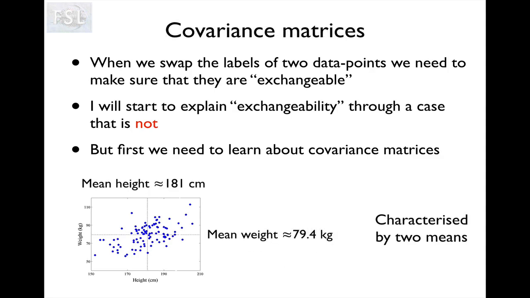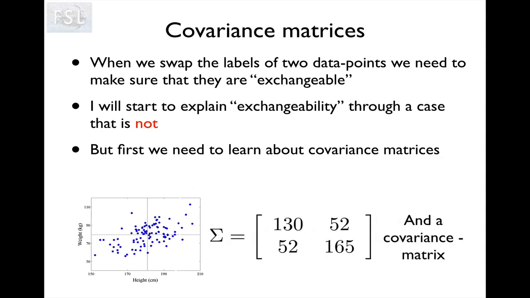So this data sample is characterized by two means. It's the mean height and the mean weight, and a covariance matrix. So this is the variance of the height, and this is the variance of the weight. And what we have here is the covariance. And the fact that we have a positive number here means that the two variables co-vary positively, i.e. when one is larger, the other one tends to be larger as well.